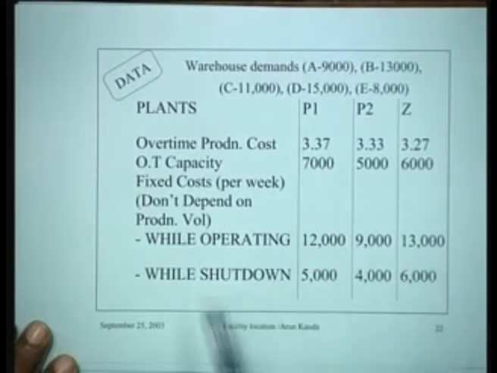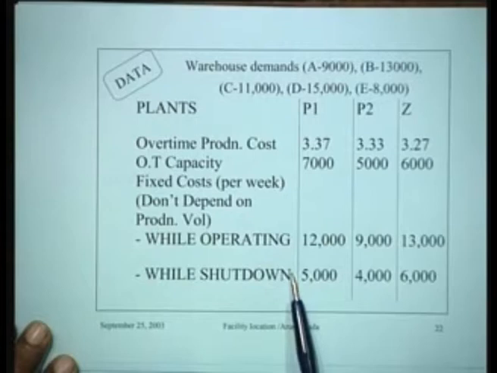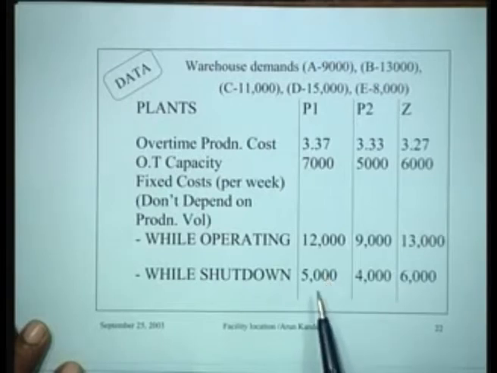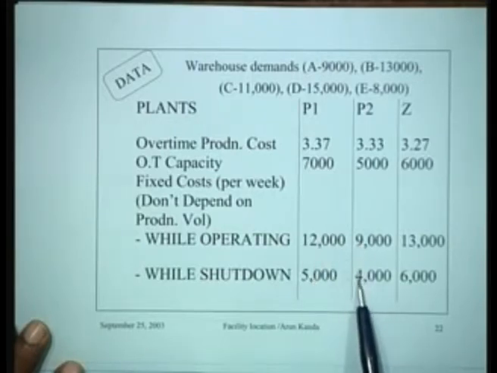If the plant is shut down, the costs won't vanish. From 12,000 this can come down to 5,000, because you still have to keep the departments open, you have to keep paying salaries to the various people who are permanent employees of the company and so on. So while shut down, the costs are not zero, but they come down from 12,000 to 5,000, 9,000 to 4,000, 13,000 to 6,000.